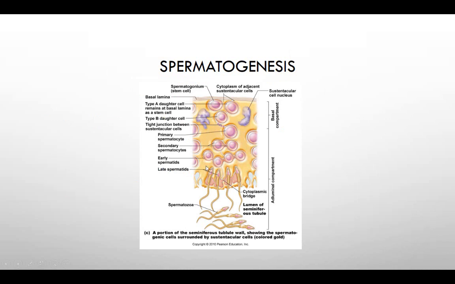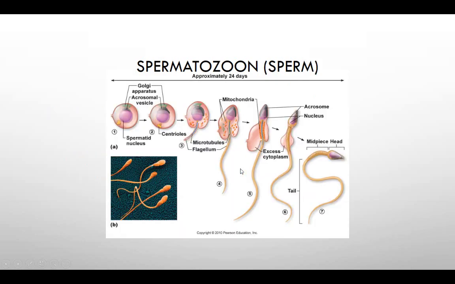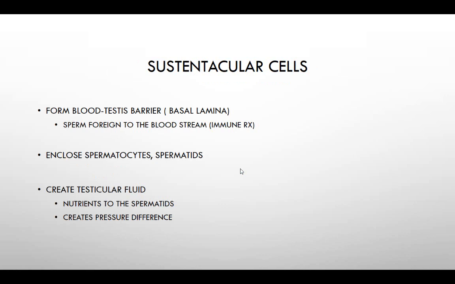They play a pretty important role in keeping everything together here and making sure it's really tight, if you will. What they do is form what we call a blood-testis barrier. We don't really want the sperm to be introduced into our bloodstream. That could cause an immune reaction. So these cells help with that process of making sure that it stays really tight. Those sperm don't go away. The sperm go where they need to go, which is in the lumen, or the opening of the seminiferous tubules.